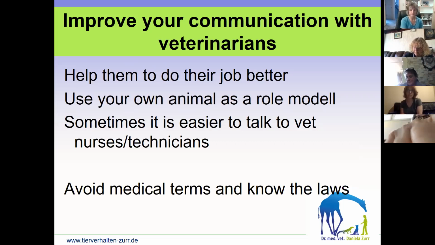As I already said, avoid medical terms and know the laws in your country. In Germany, for example, you can do some medical things without being a veterinarian, but Austria, for example, is very strict with that, and you just have to know what the situation is in your country.